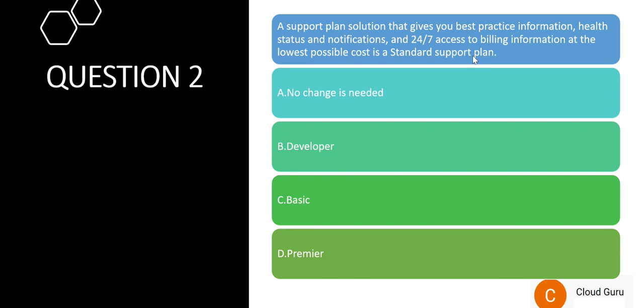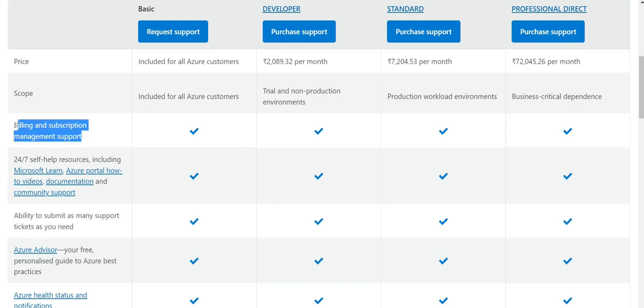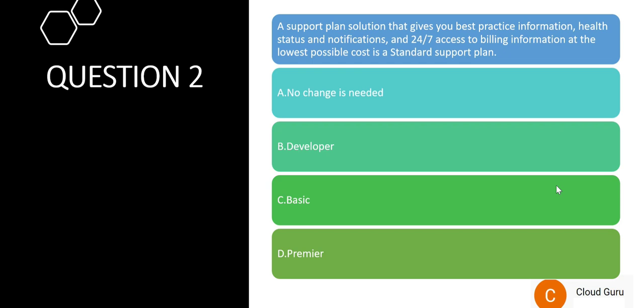Now this question, if you see, there are three services that are required. First is best practice information. Second is health status, and third is 24/7 access to billing information. Basic is the cheapest one, and common sense, even if you buy the basic one, you will need this access to billing information. If you see this documentation, billing and subscription management support, even the basic one has it. Consider, for example, Netflix, the cheapest subscription. It doesn't matter if you buy the cheapest one, the customer support is still available to you. It's the same concept here.